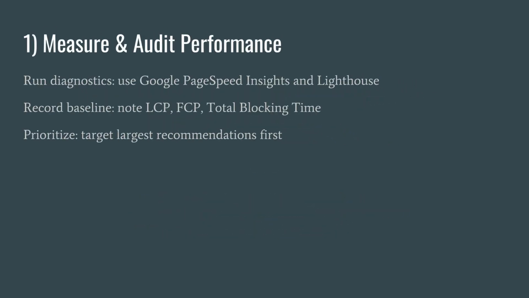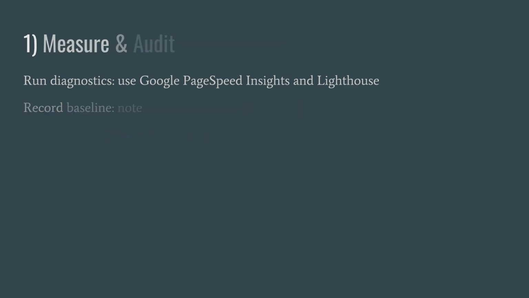First, measure and audit your performance. Use tools like Google PageSpeed Insights and Lighthouse for diagnostics. Record your baseline metrics, including LCP, FCP, and total blocking time, and prioritize fixing the largest recommendations first.